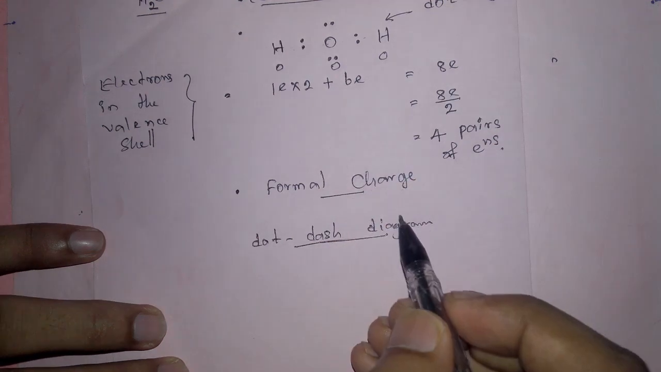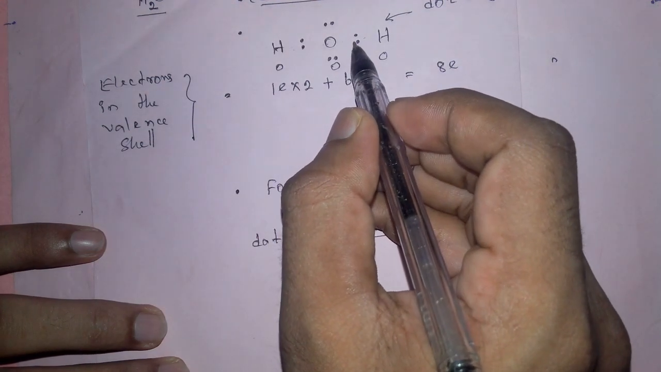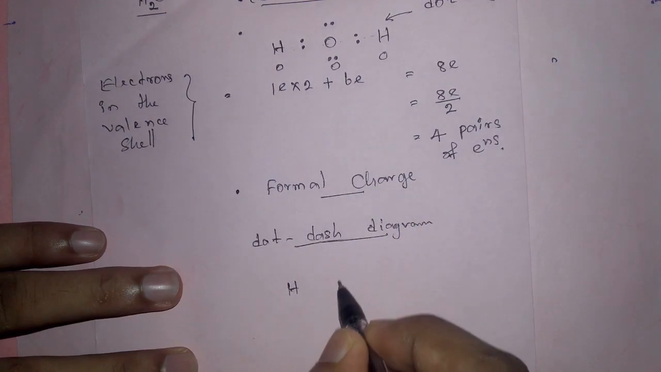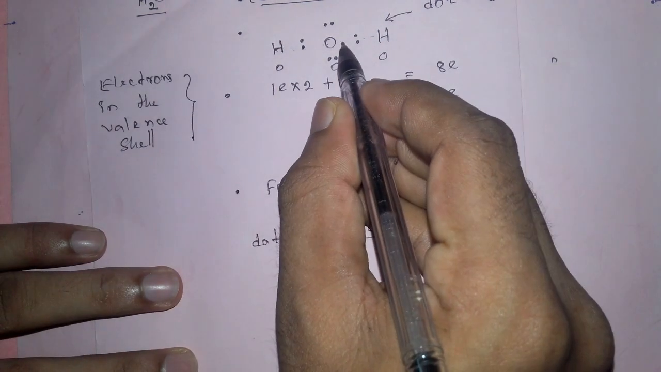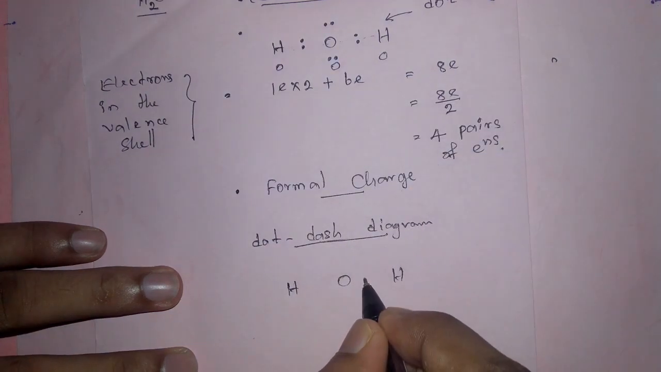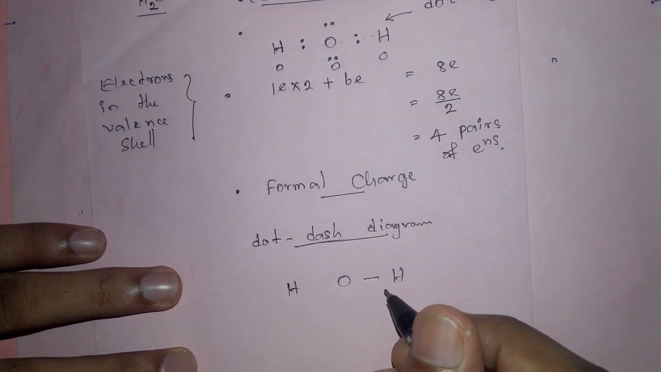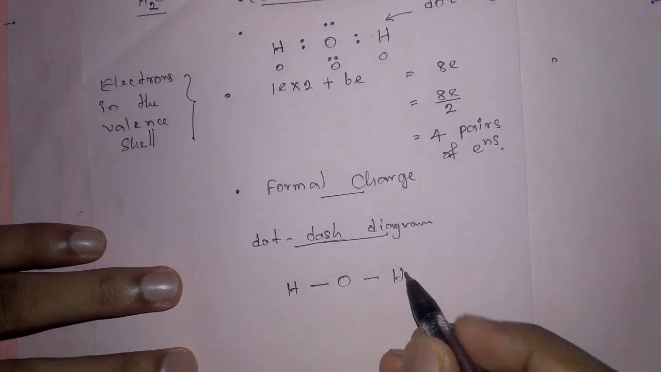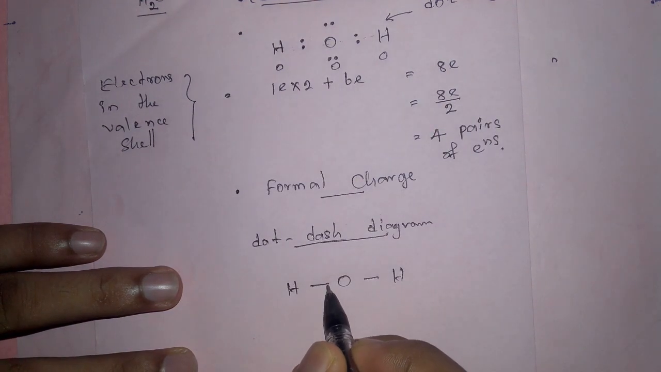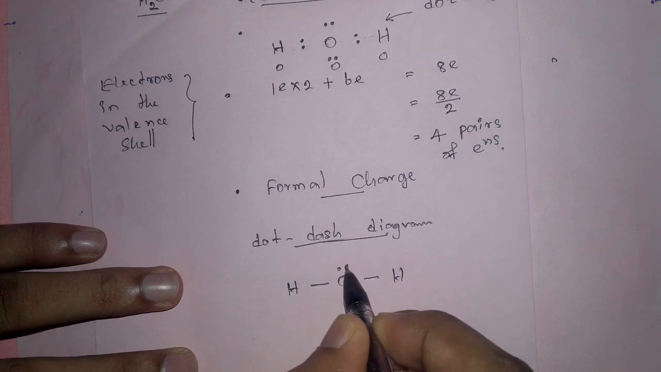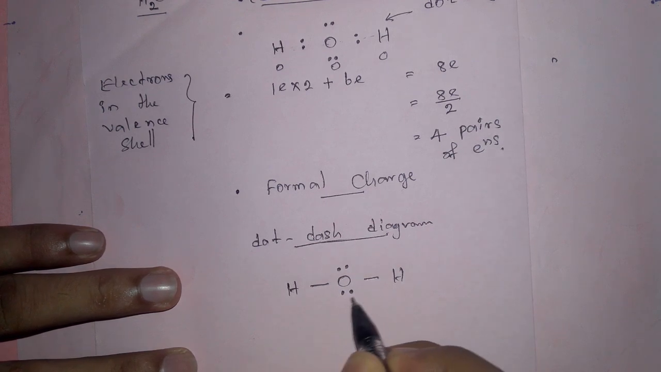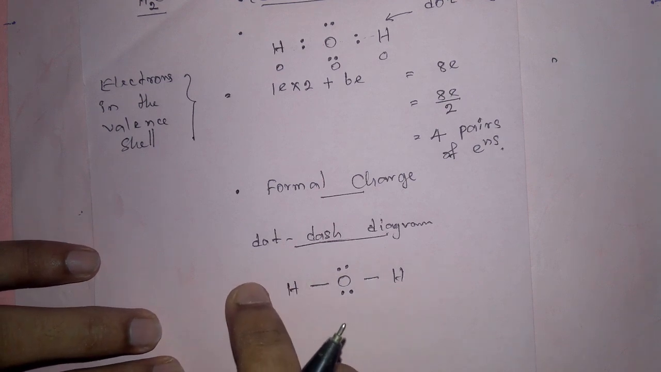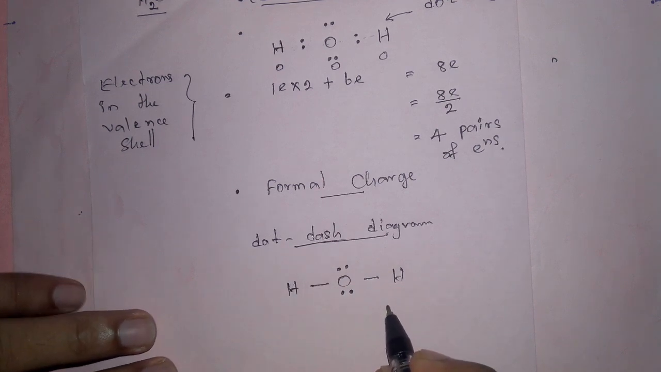we use a small dash to indicate a bond pair of electrons like this. This bond pair of electrons is indicated by using a small dash. Between hydrogen and oxygen as well, there should be a small dash to indicate a bond electron pair. Lone electron pairs are marked like this, and this is the Lewis dot dash diagram of water molecule.